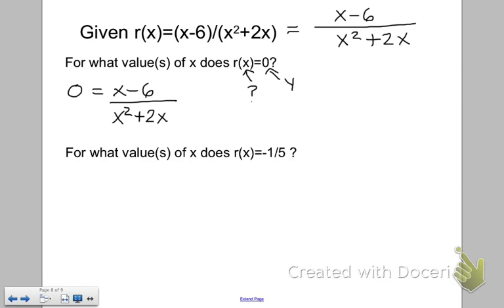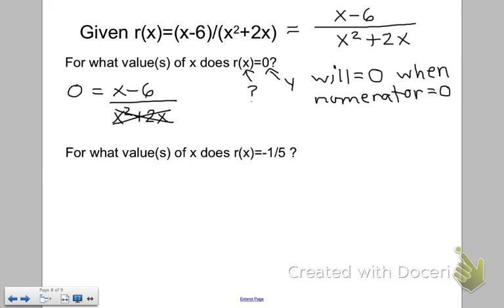Okay? So check this out. It will equal 0 when the numerator equals 0. So I'm not even going to worry about that x squared plus 2x. See ya! All I'm going to worry about is when 0 equals x minus 6. Now to solve this, I would just add 6 to both sides, and I'm going to find that 6 equals x. So for what values of x does r of x equal 0? For the x value of 6.